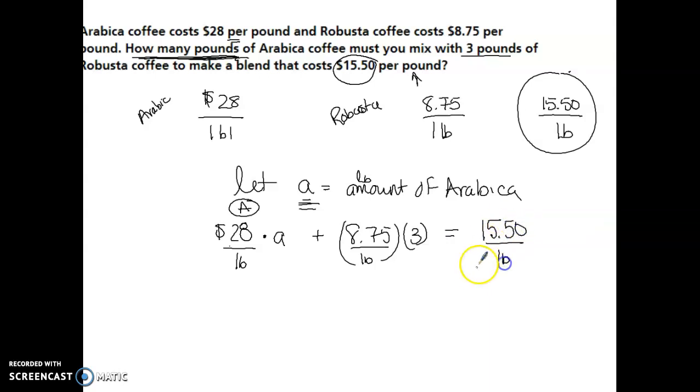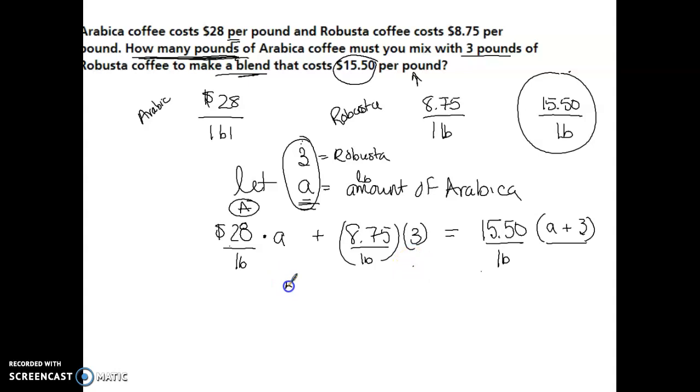per pound. Well, how many pounds do I actually have? I have all the Arabic plus the 3 pounds of Robusta. Okay, so I already knew I had 3 pounds of the Robusta. That was given. What I was looking for was how much total, when I add them, when I make a blend of those two, am I going to get?